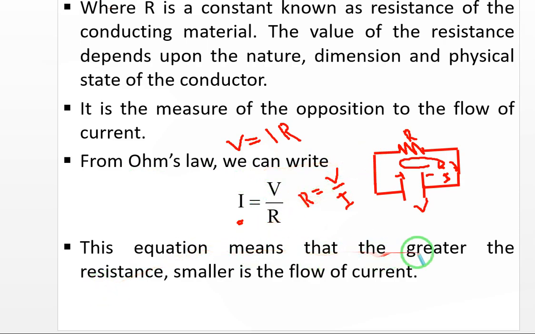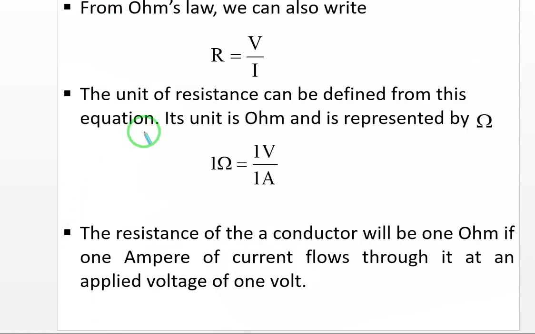So this equation means that the greater the resistance, okay, this is more important, when the resistance is too much, the flow of current is smaller. When resistance is too much, current will flow in a circuit slowly, because the resistance is not going to allow the current to flow faster. So according to this formula, when the resistance is increased, the current is reduced. So from Ohm's law we can also write R is equal to V by I.